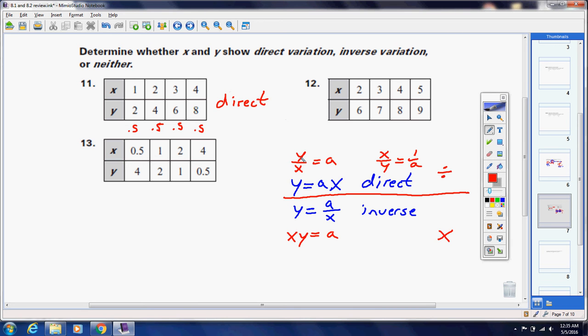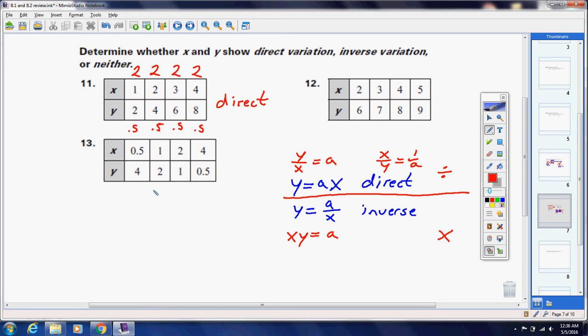Notice that if I went the other way around, if I divided y by x and ended up with the same constant, that would show me direct variation as well. Let's go the other way: 2 divided by 1 is 2, so I'm dividing y by x now, just like in this equation. 4 divided by 2 is 2, 6 divided by 3 is 2, 8 divided by 4 is 2. So no matter if I divided x by y or y by x, I ended up with the same constant, and it showed me that I have a direct variation.